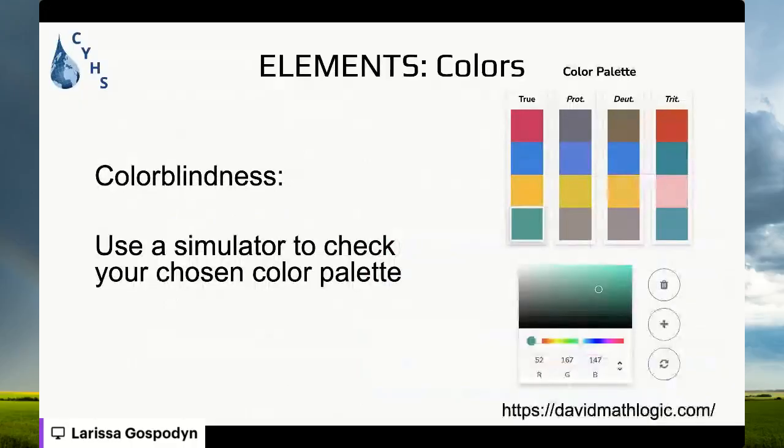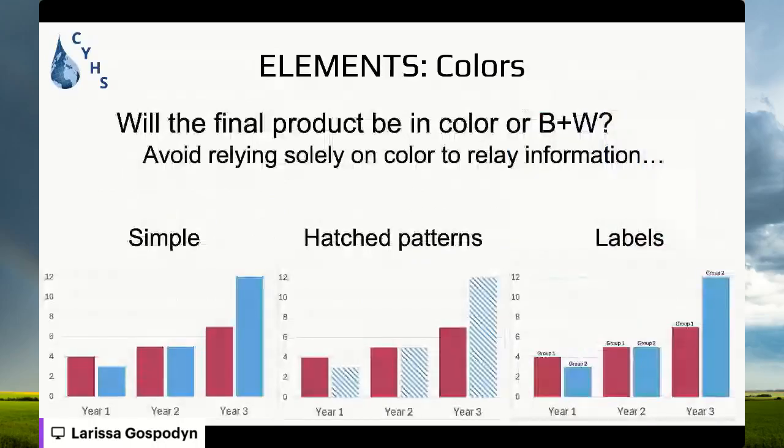There are ways to avoid this. There's tons of simulators online. This is an example of one that I find really handy. It gives you the actual RGB values. You can pick a scale, and then it simulates what those colors would look like if you were someone with a color blindness. So the first option is just using one of those simulators. The second is to avoid relying solely on color.